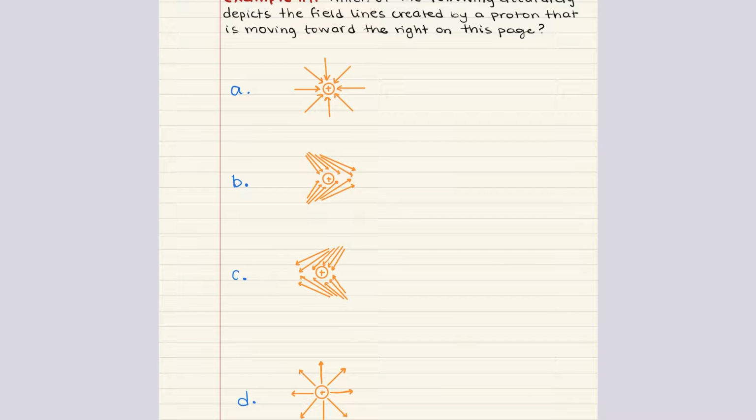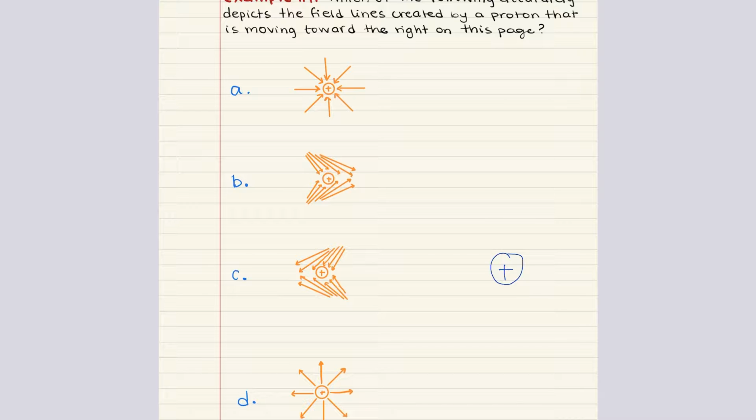Problem 11 says, which of the following accurately depicts the field lines created by a proton that is moving towards the right of this page? Okay, so what we're dealing with is a proton that's a positively charged particle. We should know that the field lines for a positively charged particle will always point away from the particle in a radial pattern, regardless of the direction in which the particle is moving.